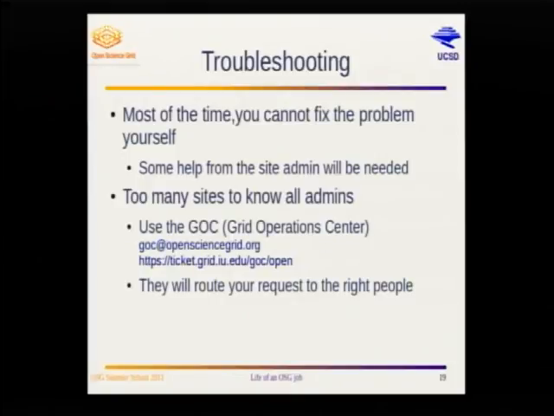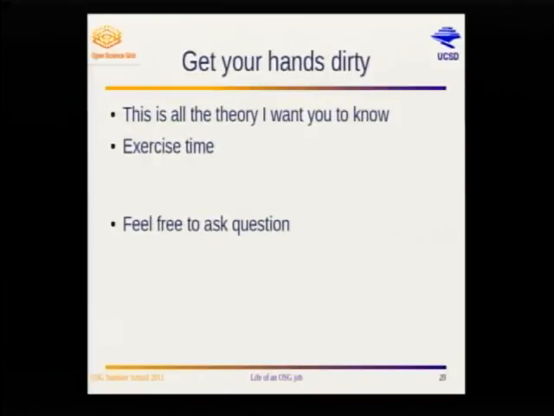So for this purpose, Open Science Grid has the Grid Operations Center, which is essentially a clearing board of messages. So you open a ticket with them, they will know who to relay it to. They will put some pressure behind it, find people, experts, if the site itself doesn't know how to solve it, and so on. So that's the best approach when you have a problem.